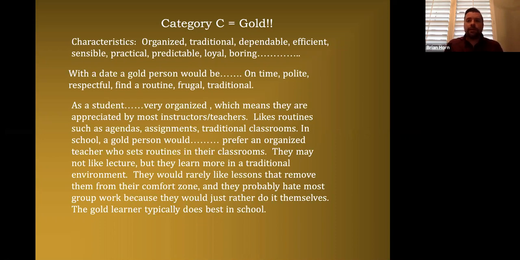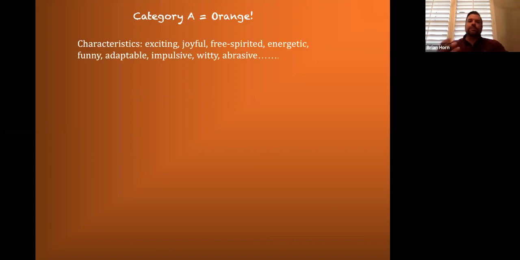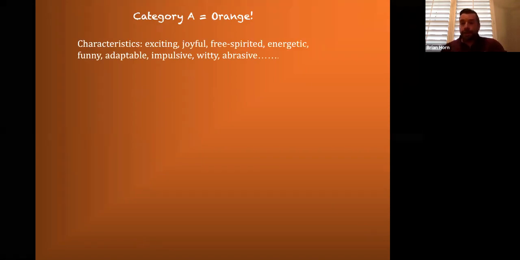Now, the next color to which I want to reference probably creates the most friction between the gold personality and itself. And that's category A on your survey. If that's your high number, then you are an orange personality. The orange personality is very spontaneous. They're free spirited. They are the risk takers. Oftentimes, they are very impulsive.